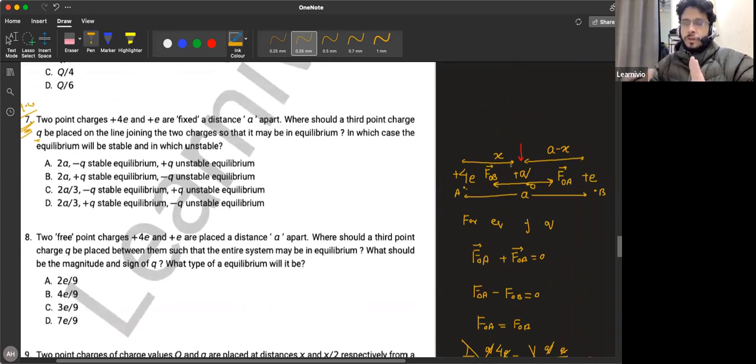You are asking why it is in between the two charges? Yes, sir. Plus Q. Because if you take plus Q here, then the charge at A will repel this Q, and this plus Q will also repel this Q. Both the forces are in the same direction, so they will get added up. They won't cancel each other out.